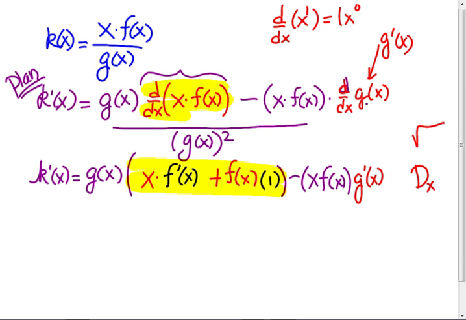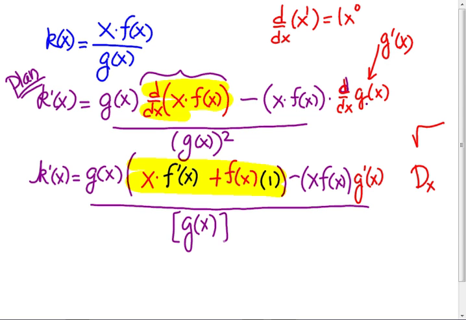All over, and we get the denominator right, usually g of x squared. Yeah. After you take all the derivatives and get all that done, now you can put the numbers in. But never until you're done taking the derivative.